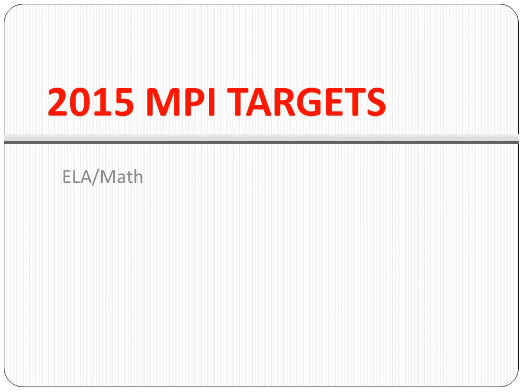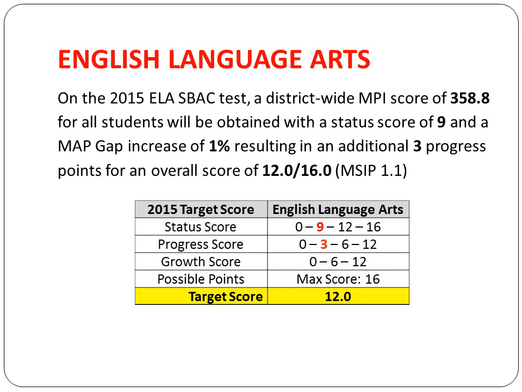So let's look at our goals for this year in 2015 using MPI targets. Remember, MPI is Map Performance Index. So in English Language Arts, on the 2015 ELA SBAC test, a district-wide MPI score of 358.8 for all students will be obtained with a status score of 9 and a MAP gap index of 1, resulting in an additional 3 progress points for an overall score of 12 out of 16. That's the goal for our English language arts.